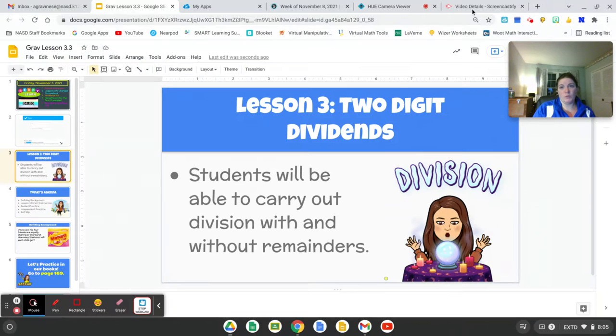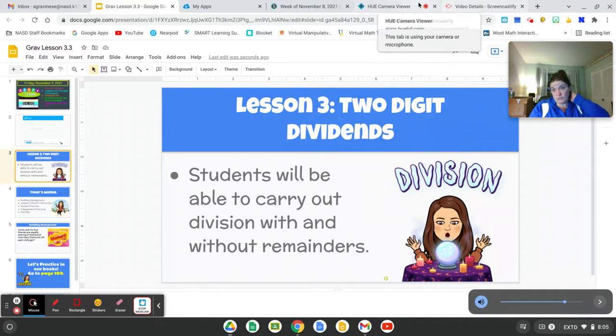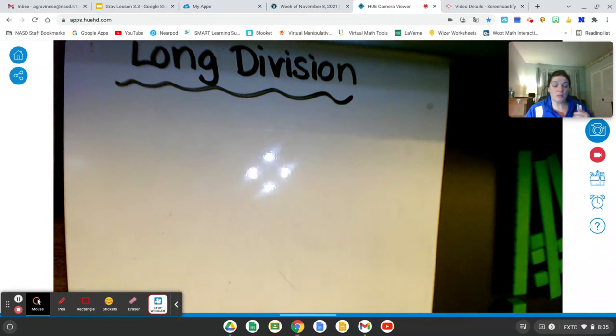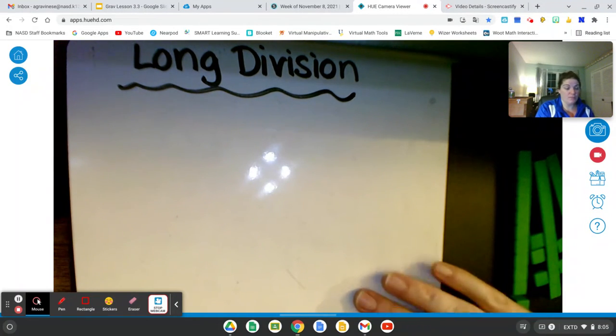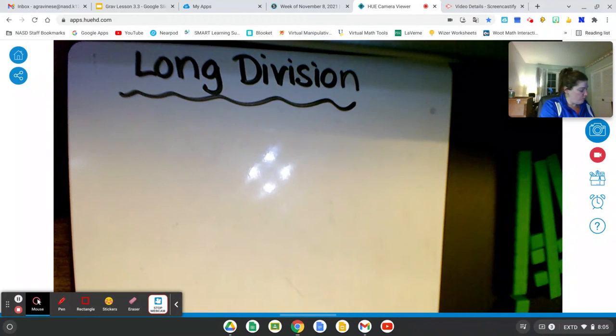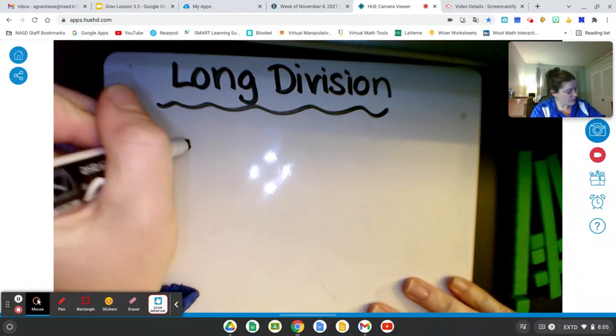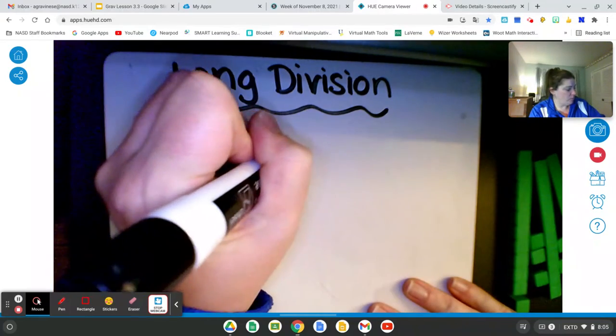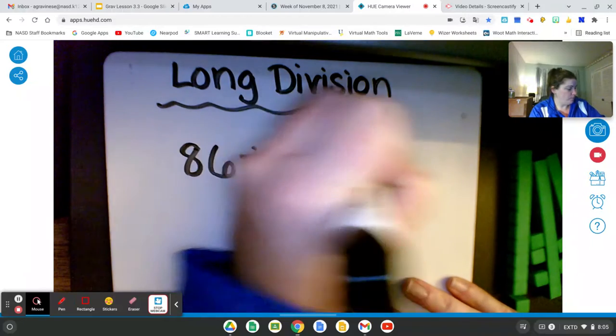In our previous lesson, we learned a little bit about what division is as far as how to model it. We used base 10 blocks to model division. And today I'm going to teach you just the algorithm, the steps of long division. Our dividend, the number we're splitting up, is going to be a two-digit number to start. For example, let's say we have the number 86 and we're dividing it by 4.